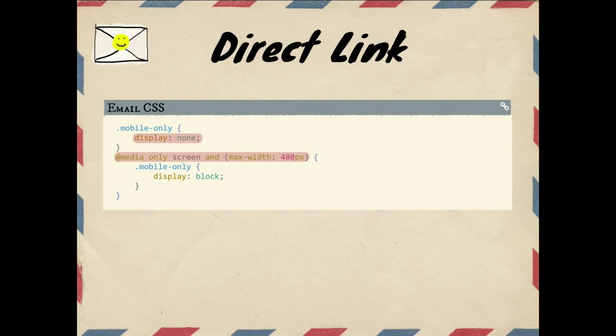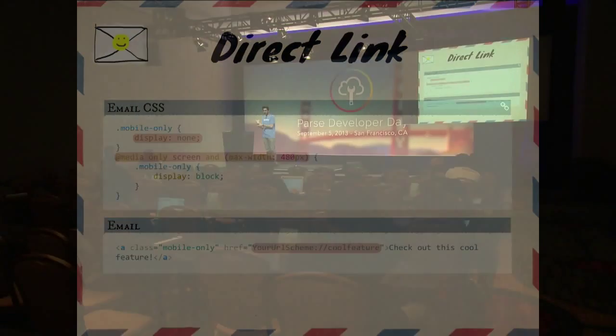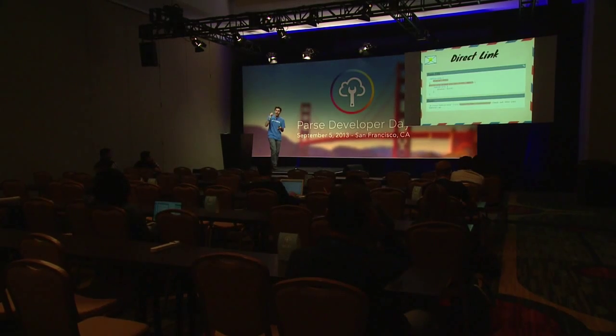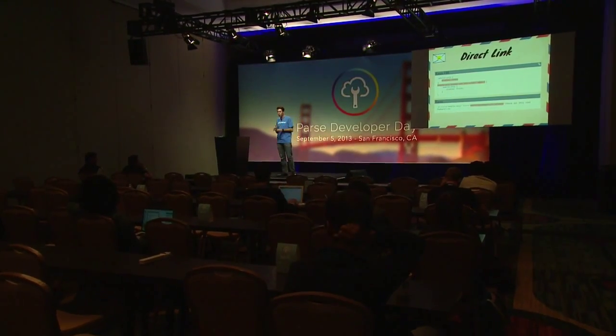So you put a bunch of links on your page, and you give them the class mobile only, and you put your URL scheme in there. And so now, as a user, I get it on my desktop. I don't see the link. I get it on my phone. I see a link. I click it. I go into your app because you put your URL scheme in there. So that's really, really cool.